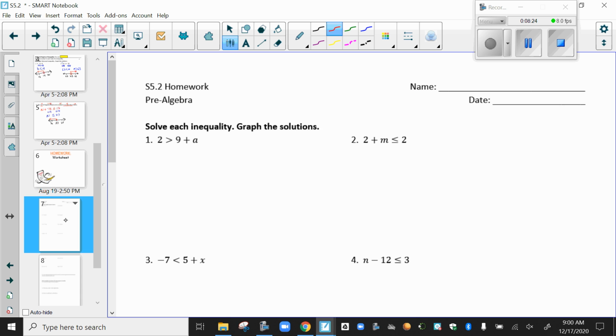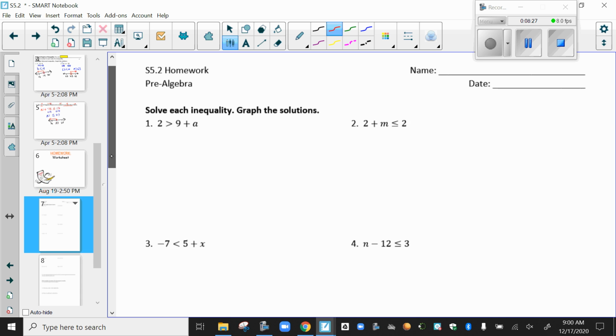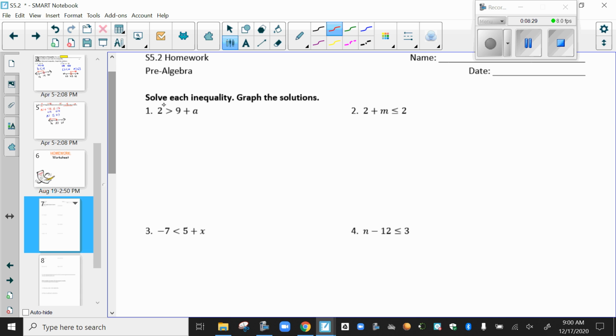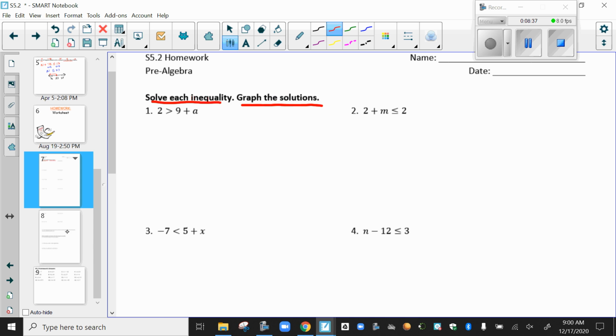All right, here's the homework. It's going to look like this. It's just exactly what we did. So, solve and graph. Show us what you do. If you don't say that you're going to subtract 9 from the first question on both sides, I'm going to send it back to you. Then you're going to go through that.